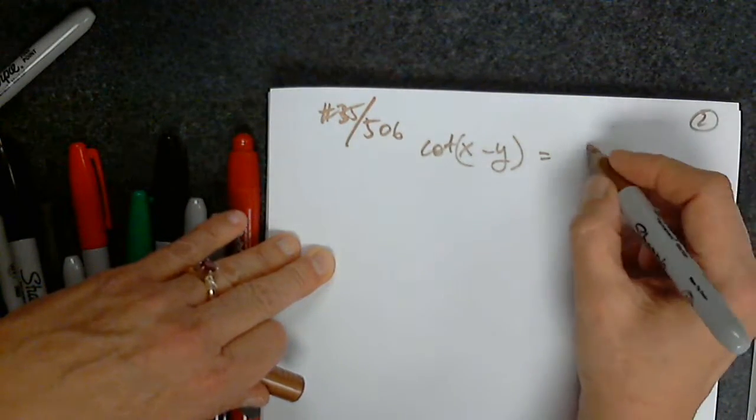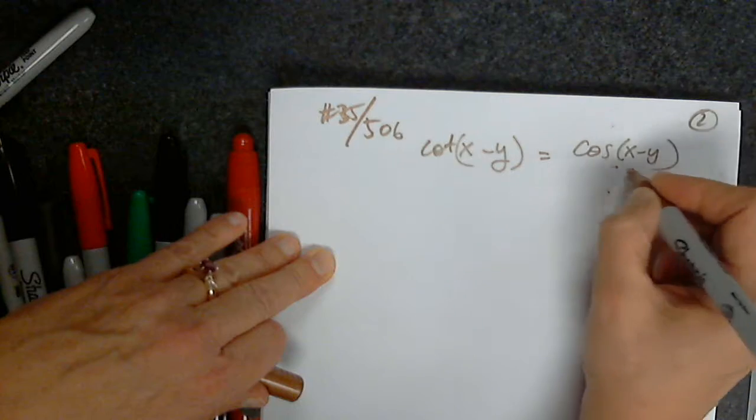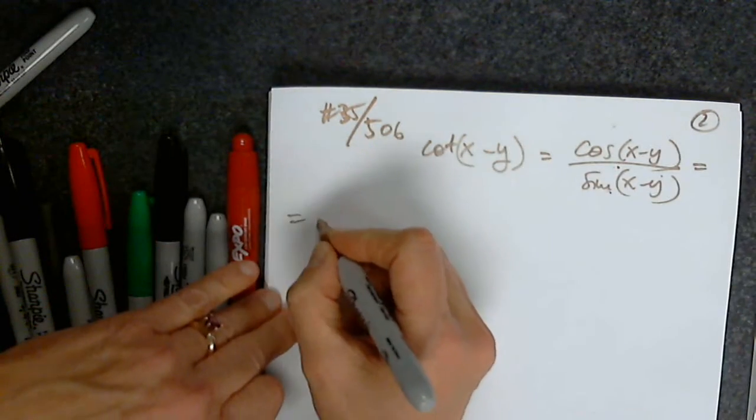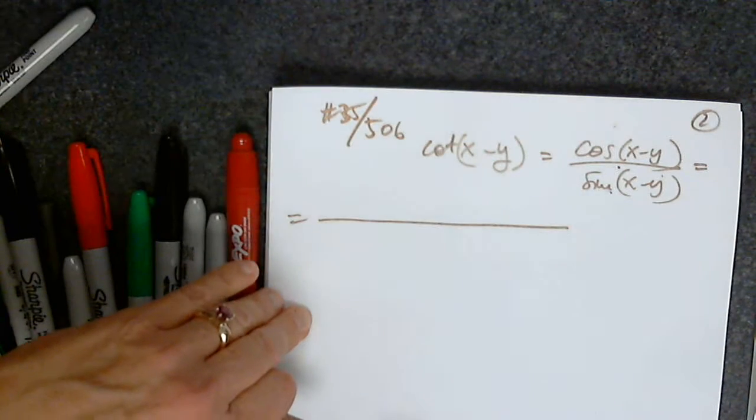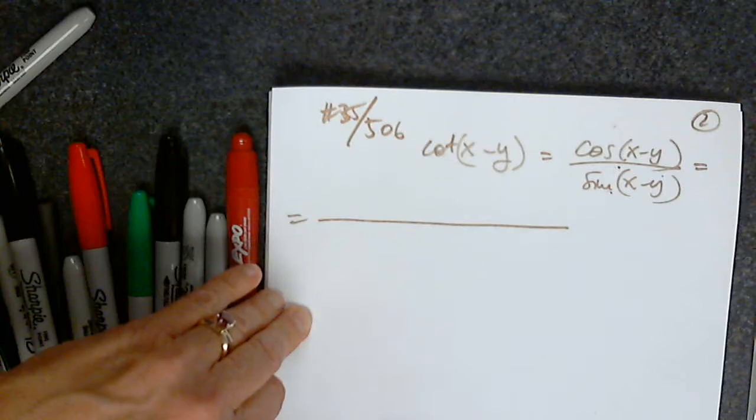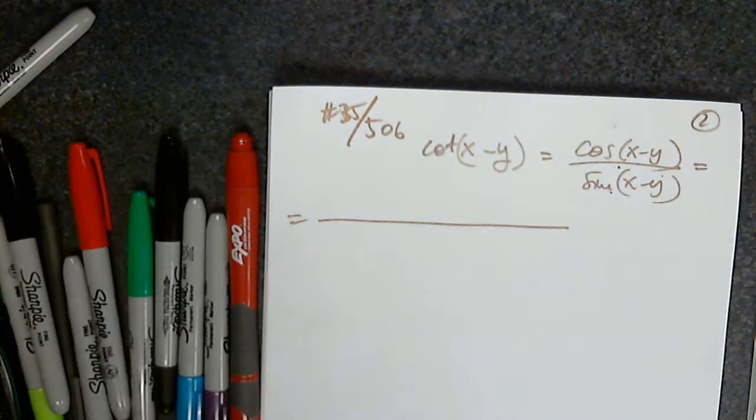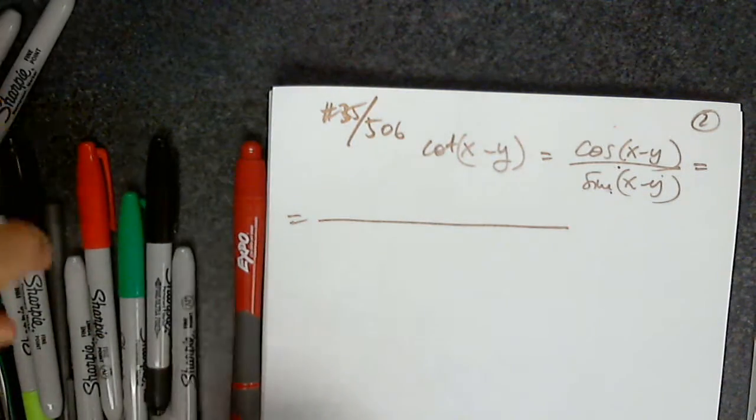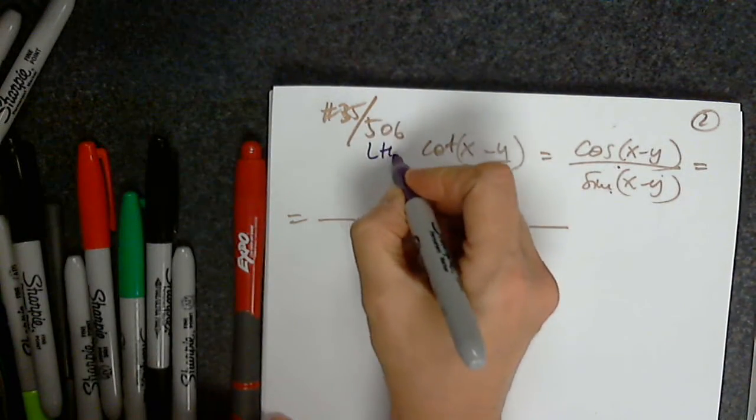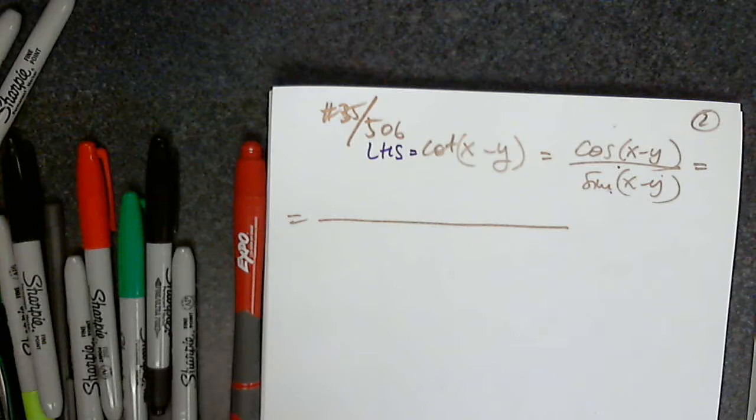So remember, this is cosine x minus y over sine x minus y. So far, so good? And they put equals cotangent x, cotangent y. Oh, so it's an identity. Yeah, it's an identity. Sorry, I didn't. Oh, so you're just giving me half of it. Okay, so in any event, I'm starting with the left-hand side then.